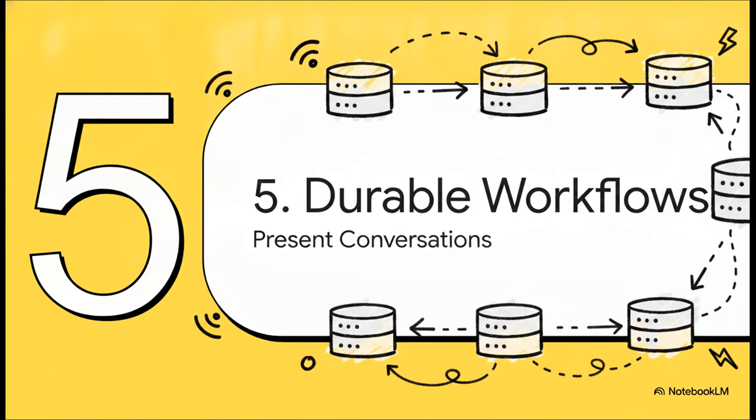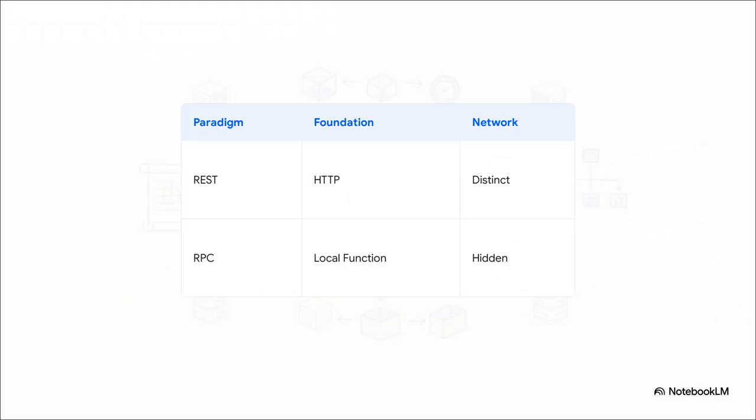Section 5. Services and Durable Workflows, Present-Day Conversations. Moving out of the database and onto the live network, we run into the two dominant paradigms for synchronous service communication, REST and RPC. REST leans heavily on HTTP. It treats state transfer as distinct from function calls, and it's basically custom-built for public APIs. RPC, or Remote Procedure Calls, goes a different route. It tries to hide the network entirely, making a remote request look just like you're calling a local function in your own code. But RPC faces some really distinct challenges.